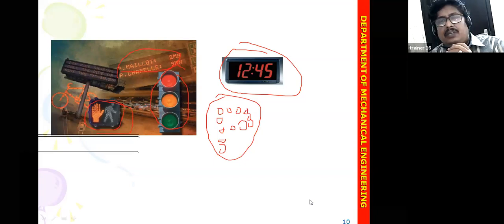LED has almost all a wide range of applications. Even if you see, for example, our CPU, when I press the power button on the CPU, automatically a light comes on. Maybe a green light, right? Or otherwise some red light. It indicates that it is on. It gives an indication.